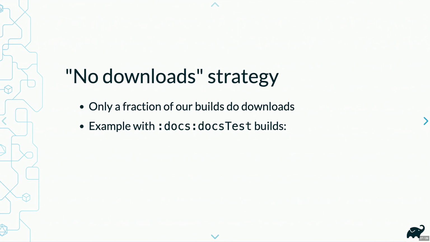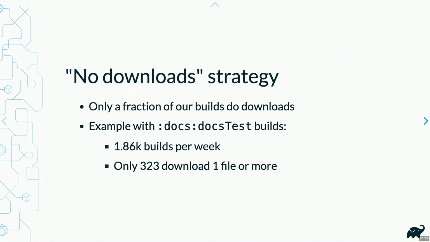And if I take one example, like the docs test, we have 2K builds per week. By the way, that's a hint that there is a problem because the install sample pointed at 3K and we only have a bit less than 2K. So there is a mismatch there, like we need to investigate that. But out of those builds, only 300 downloaded one file or more. That's amazing. Like, we're literally not spending time downloading stuff over the network.